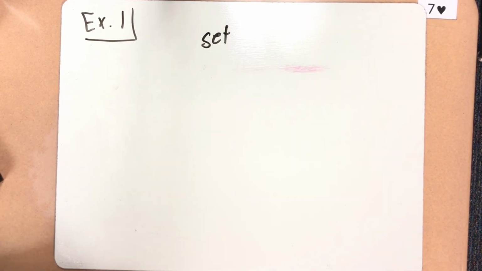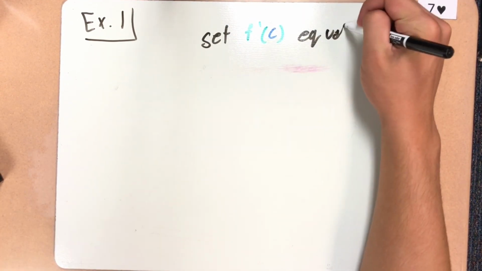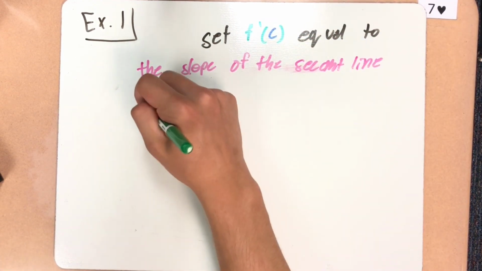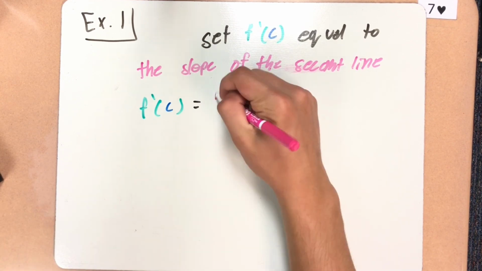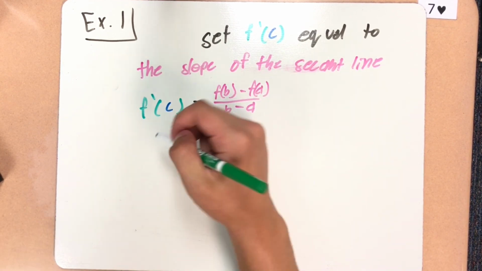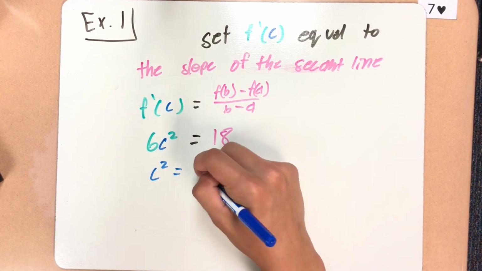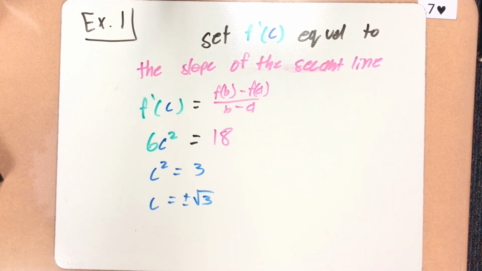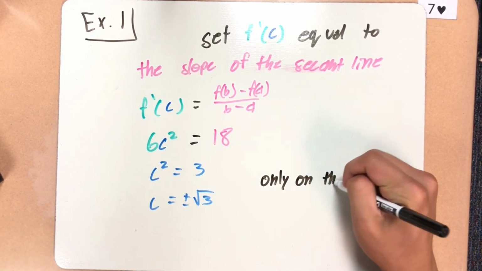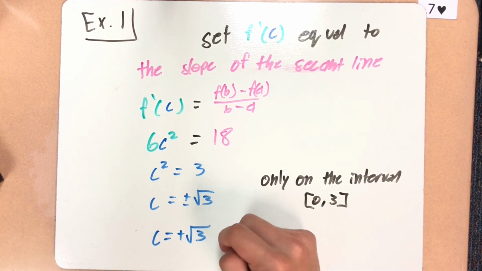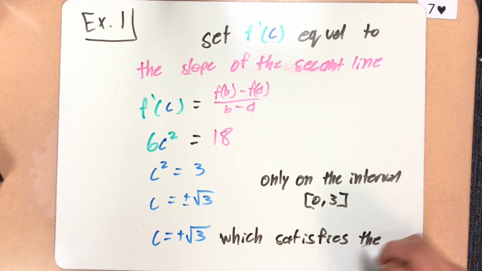Set f derivative of c equal to the secant line slope on 0, 3. Then, plug in your numbers. Solve for c by dividing both sides by 6 and square rooting both sides. C should be equal to plus or minus square root of 3. However, c has to be on the interval 0, 3, so only positive square root of 3 works. So, c is equal to square root of 3.